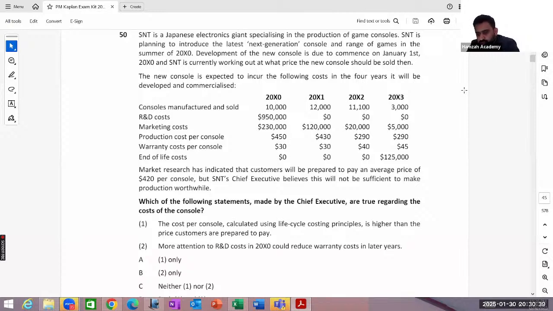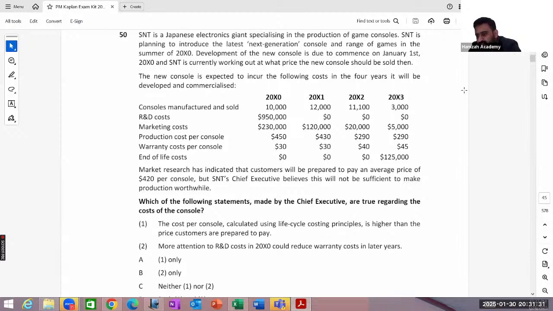So you have a question, and requirement is, which of the following statements made by the chief executive are true regarding the cost of control? Number one, the cost per console calculated using the life cycle costing principle is higher than the price customers are prepared to pay, or number two, more attention to R&D cost in X0 could reduce warranty cost in later years. Now, these are the two statements made by the chief executive. Now, which statement is right? Tell me. So, let's read the question.